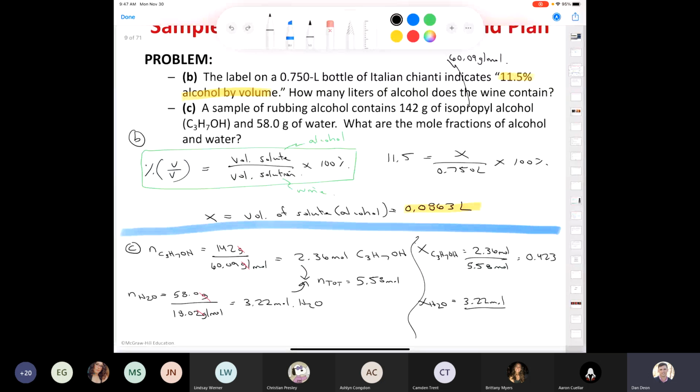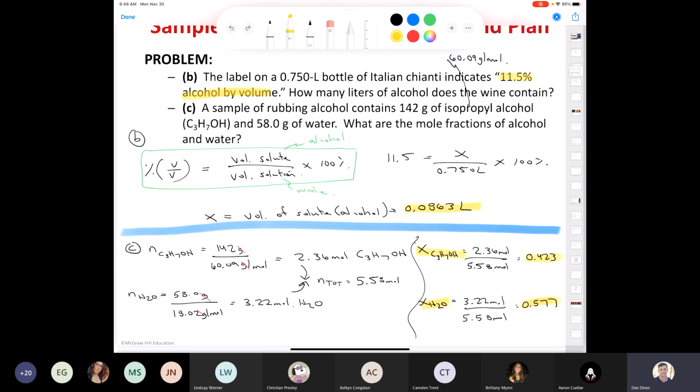I find it hard to write in the bottom corner of this tablet. There we go. So 5.58 moles. 3.22 divided by 5.58, 0.577. And there we go. We've got the mole fraction of our isopropanol, or isopropyl alcohol, and the mole fraction of our water. And we can check this one, right? We can add these two numbers together. So if I take 0.577 and add 0.423, you get 1. So there you go. It must be the correct answer.